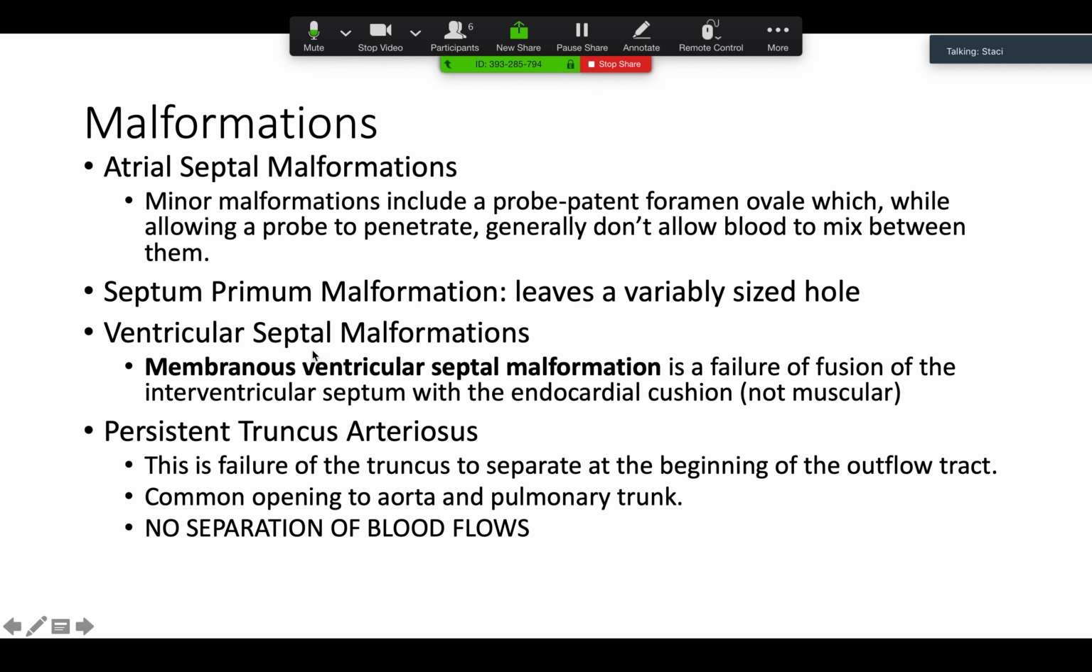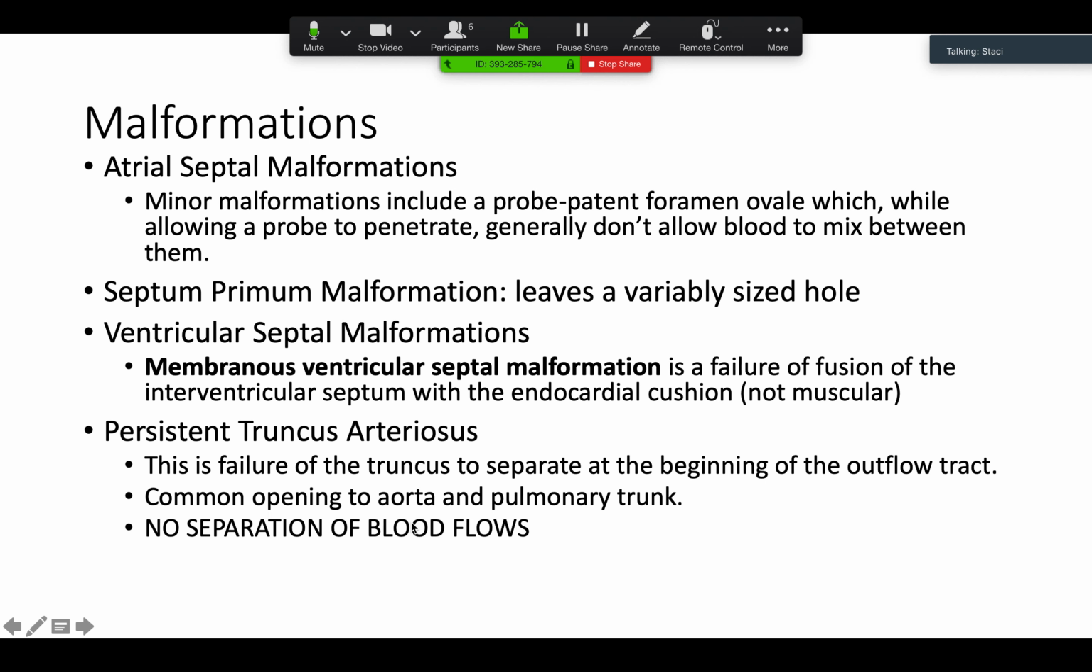Ventricular septal malformations. So we talked about the muscular ventricle, but there's also this membranous. And so the membranous is the one to remember. This malformation is a failure of the fusion of the interventricular septum with the endocardial cushions. The muscular one is not really a problem, but this membranous one is a problem. If there's no fusion of these cushions, then we're not going to be able to have a ventricular septum and have blood mixing.